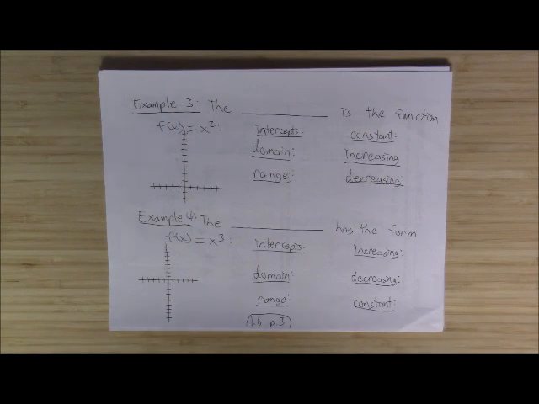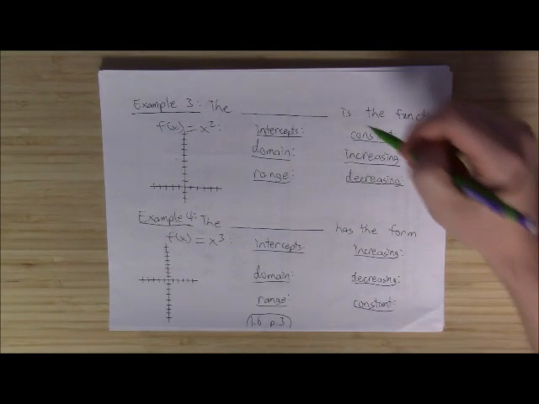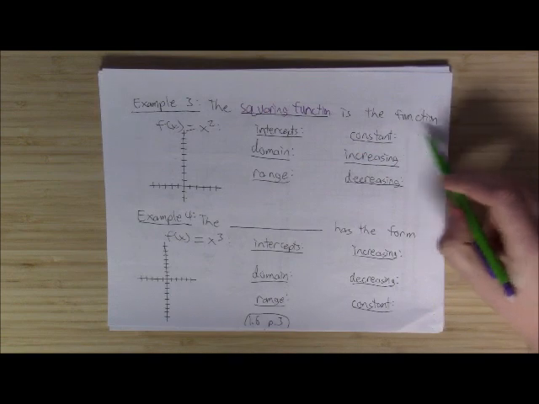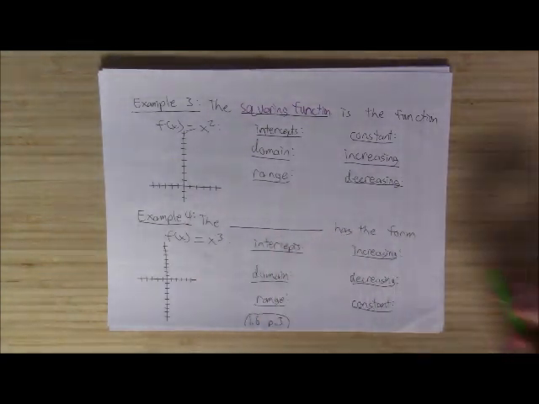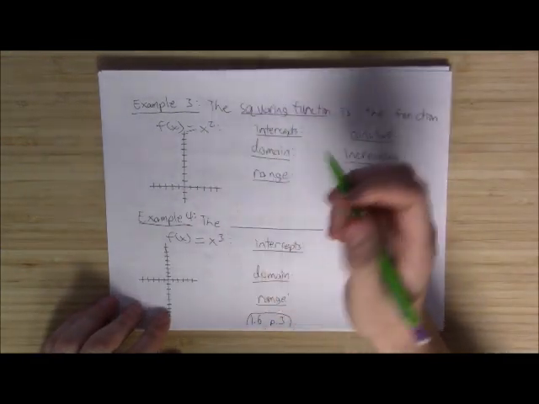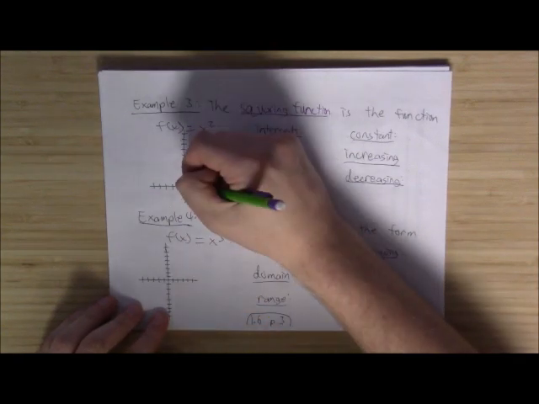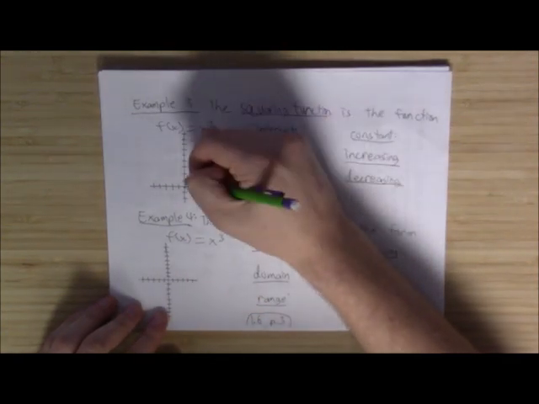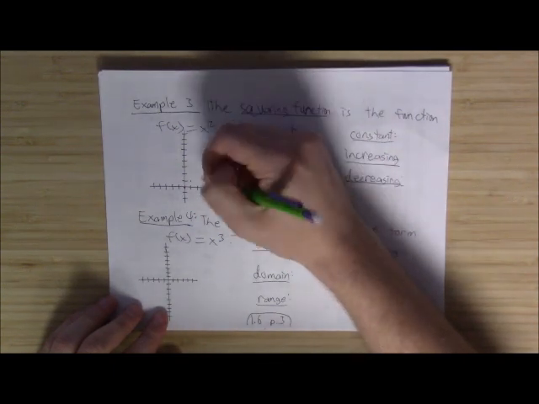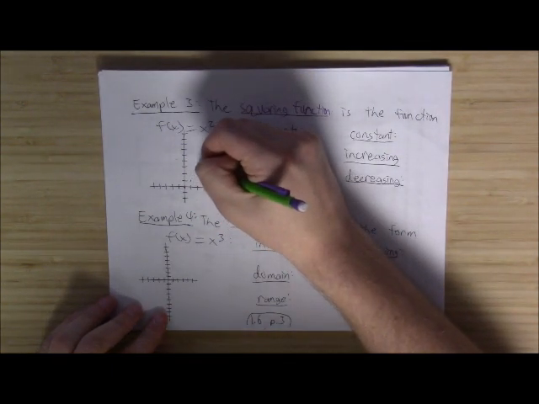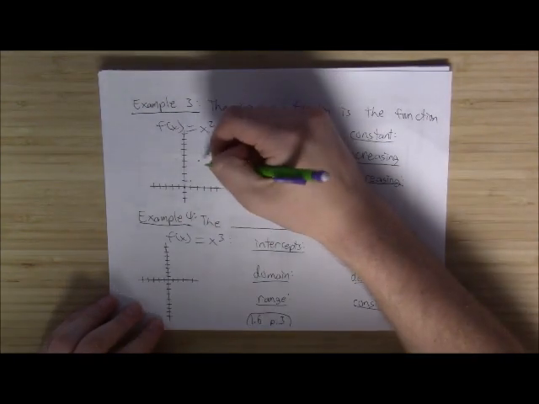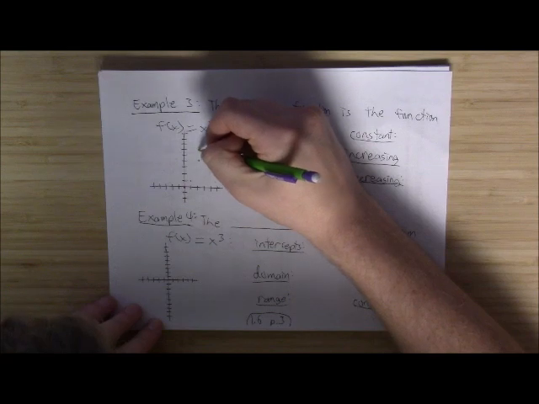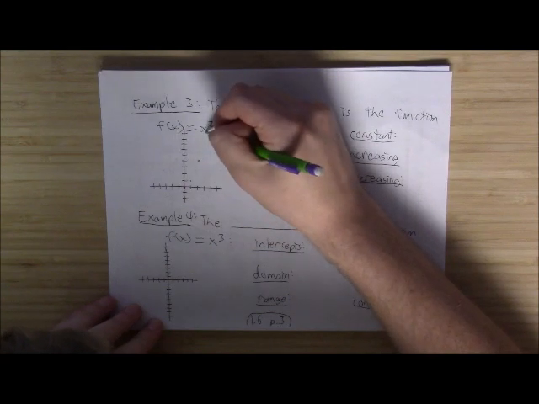For our third example, we say the squaring function is the function f of x equals x squared because it squares whatever you put in. Namely, if we were to graph this, we would see that whatever we plug in, we square. So for instance, 0 plugged in would give us 0. 1 plugged in would give us 1. 2 plugged in would give us 4. And 3 plugged in would give us 9.